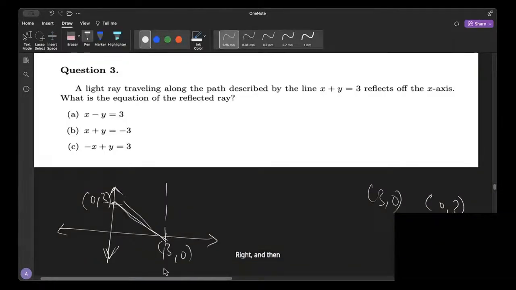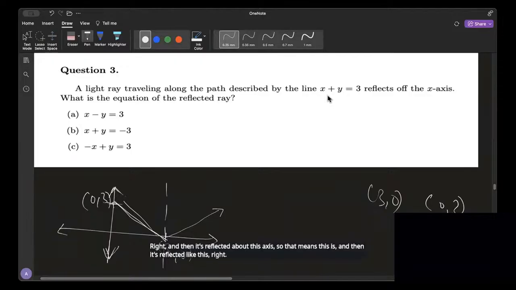And then it's reflected about this axis, like this, right? This is reflected off the x-axis. This is the reflected ray, and this was the incident one. You've been given the equation of this, which is x plus y equals 3. You have to find the equation of this.